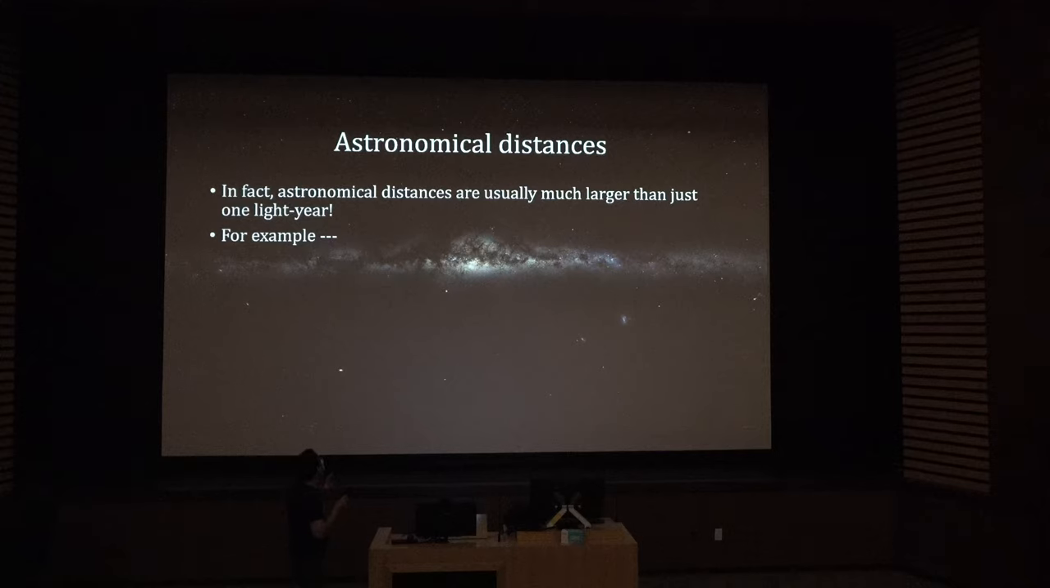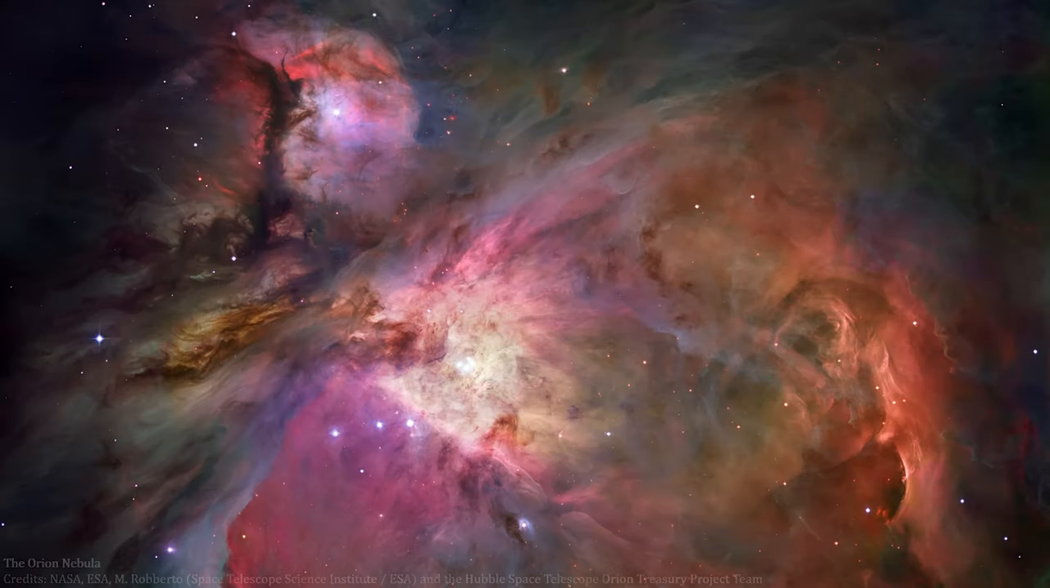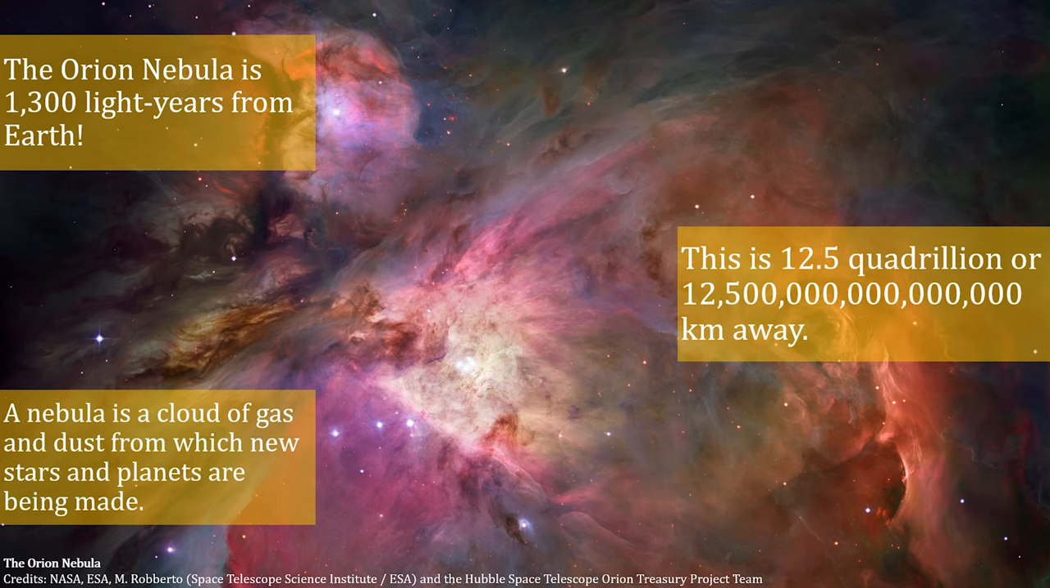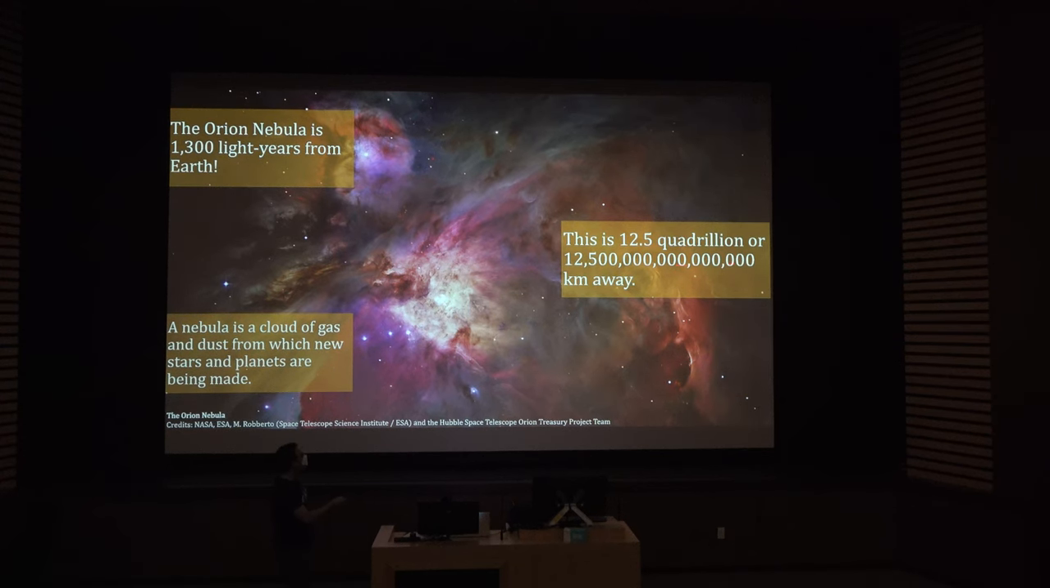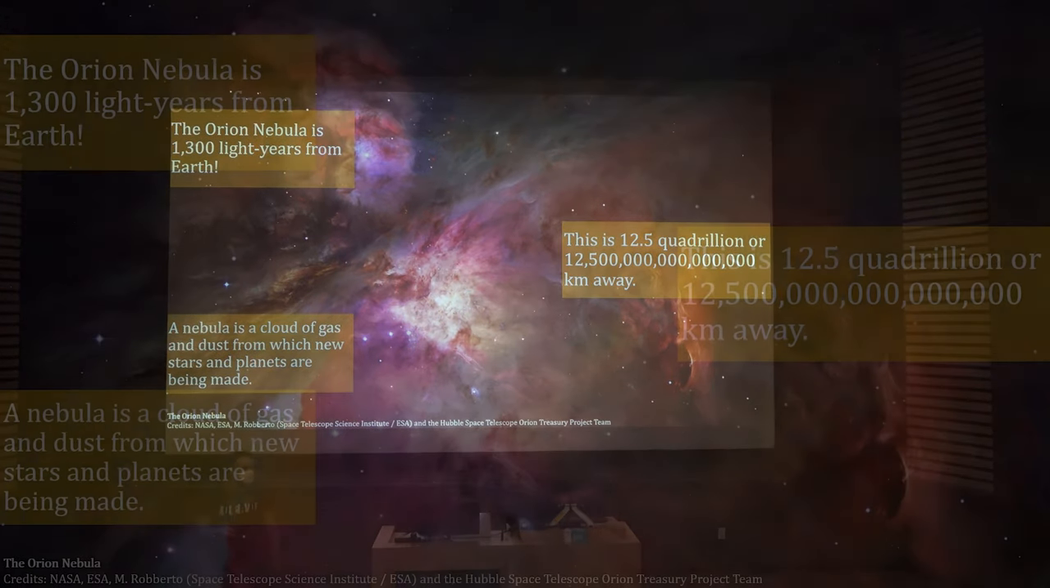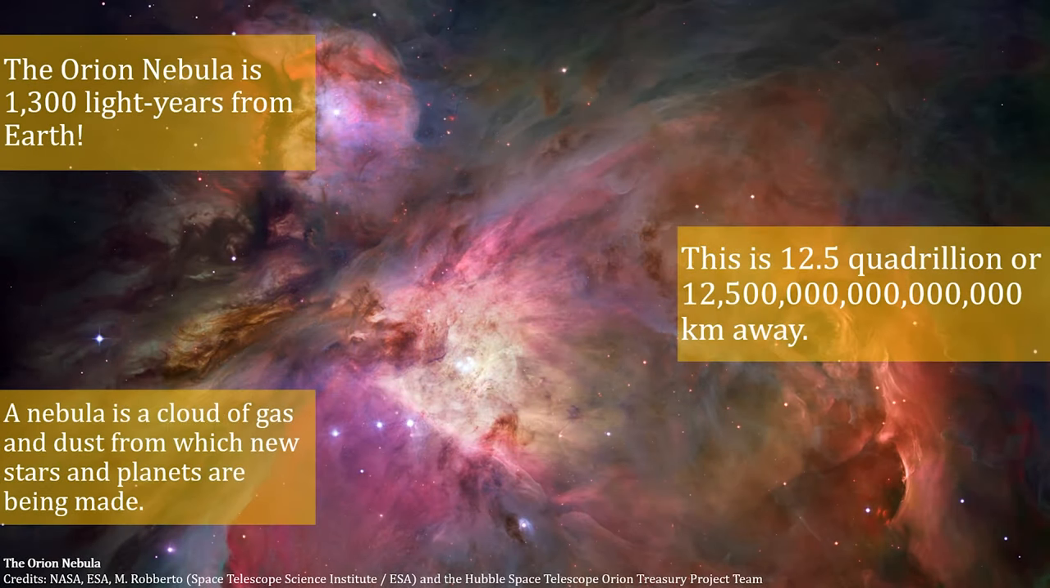But actually, most of the astronomical distances of interest are much larger than one light year. So here's an example. The Orion Nebula is 1,300 light years away from Earth. In kilometers, that's 12.5 quadrillion kilometers away, which is this number over here with all these zeros. And if you're wondering what the nebula is, well, it is a cloud of gas and dust that new stars and planets are born from.